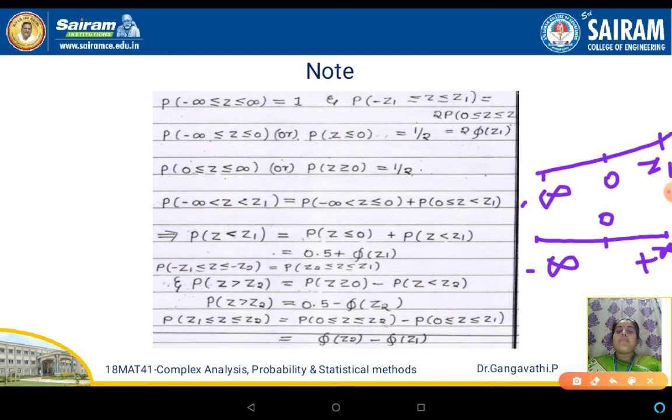Next, P of minus z1 less than or equal to z less than or equal to minus z2 is equal to P of z2 less than or equal to z less than or equal to z1, which can be written as P of z greater than z2, that is P of z greater than or equal to 0 minus P of z less than z2. P of z greater than or equal to 0 is nothing but 0.5, that is half, minus P of z less than z2, which is phi of z2. So these are the few things which you have to remember before getting into the problem.